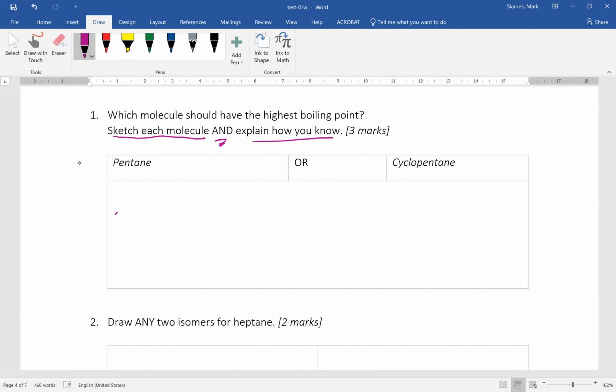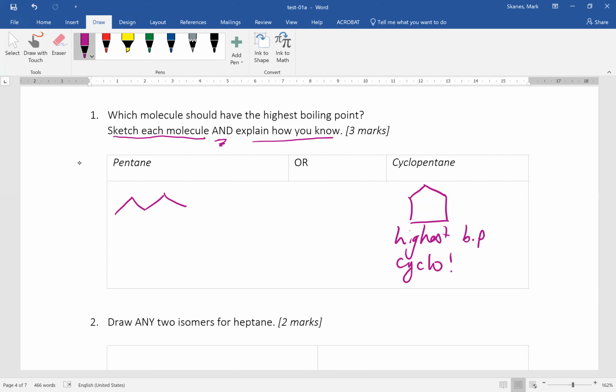So pentane, pretty easy, 2, 3, 4, 5. Cyclopentane, even easier. It looks like a little house. And the answer, which has the highest boiling point, is cyclo. It has the highest boiling point because it's cyclo.